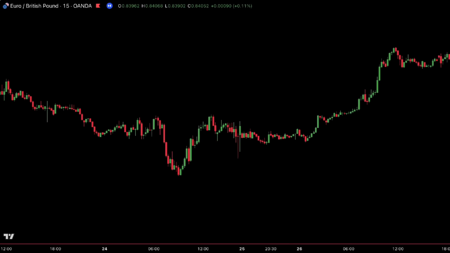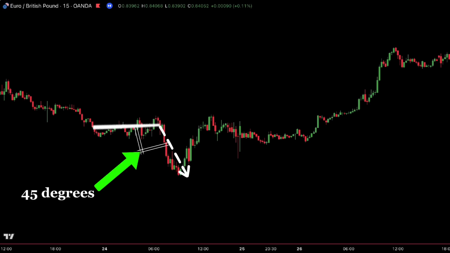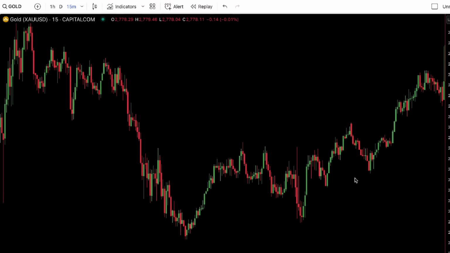But here's something important. Don't get fooled. Sometimes it might look like the trend is forming a 45-degree angle downward before reversing back up. To avoid this kind of confusion, Rob Hoffman recommends using a tool called the exponential moving average to get a clearer view of the trend. Let me show you how to add it.